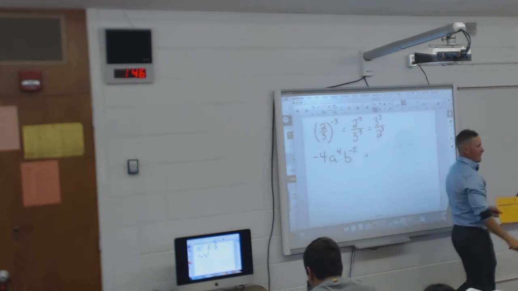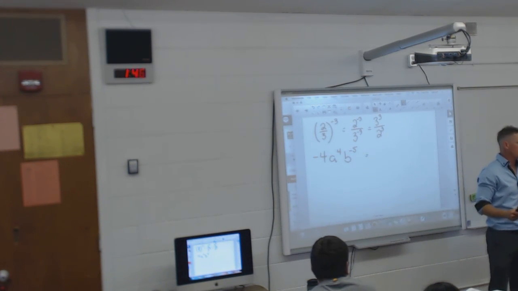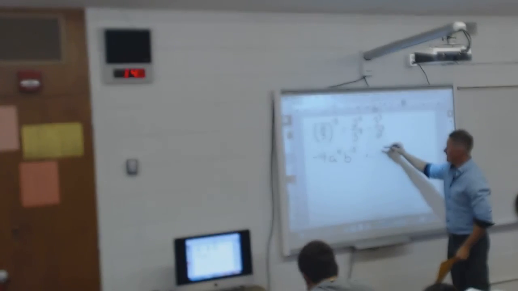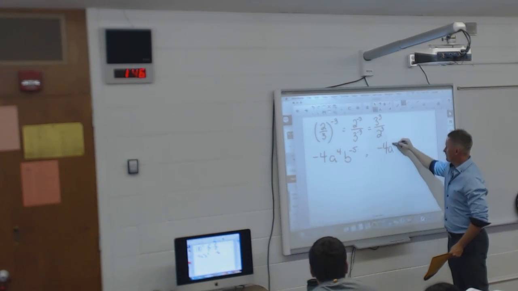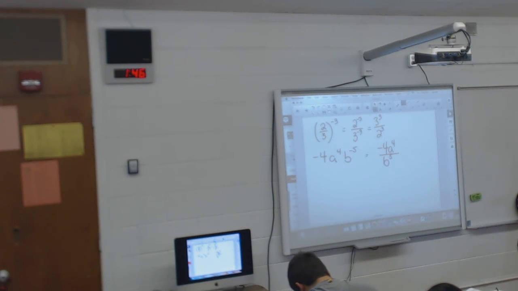A lot easier than it looks. Which one of those terms has a negative exponent only? B. So it's the only one that has to move. Remember, the negative in front of the 4 never changes. So what is this going to read? Negative 4 A raised to the power of 4. Just like that. Okay?